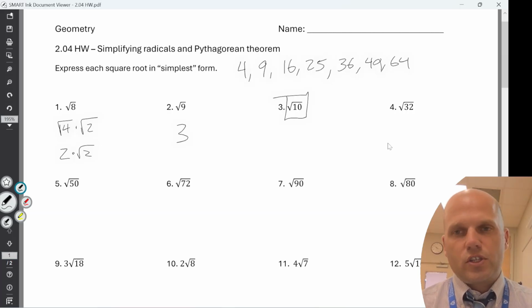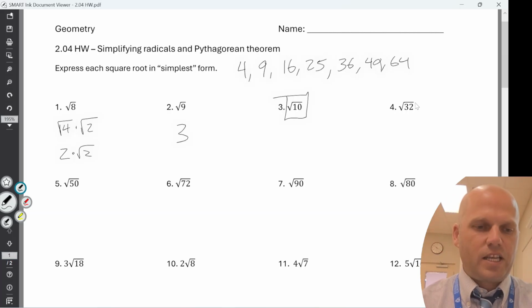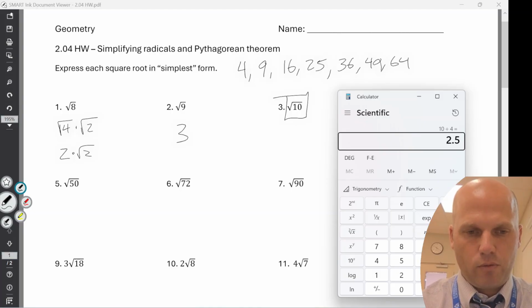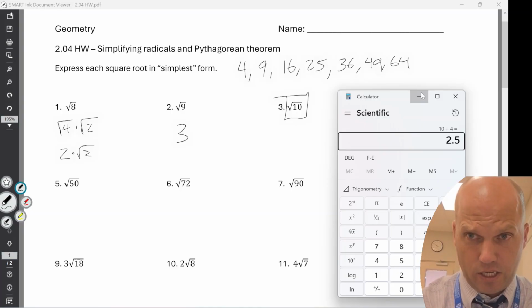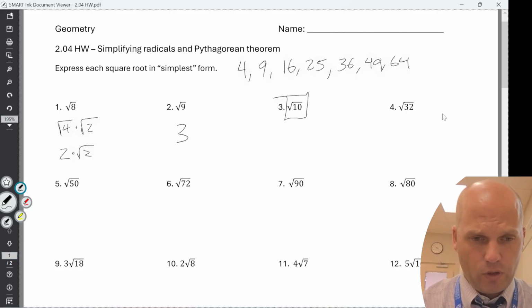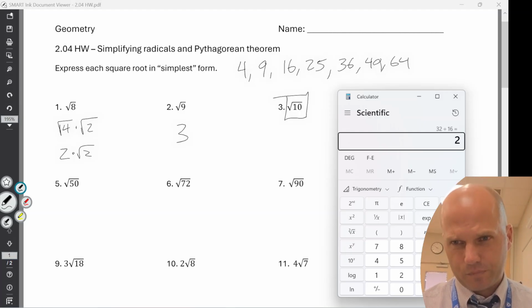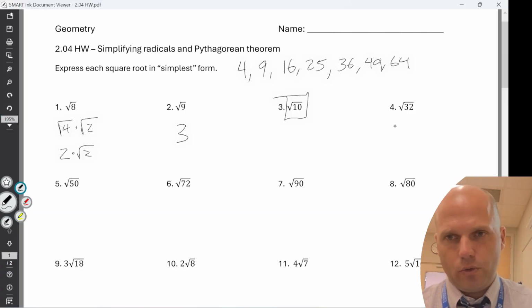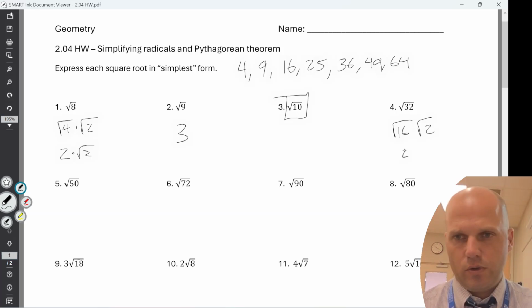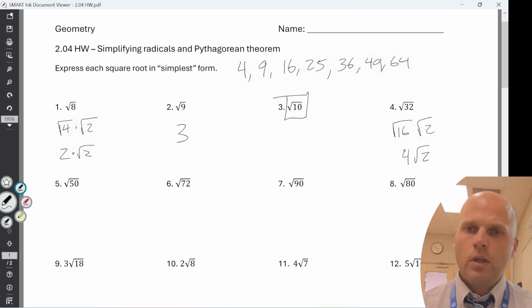Now, the square root of 32 is one that a lot of students mess up on because they think it's square root 4 times square root 8. And I say you're correct. However, there's a bigger number that goes into 32. That's a perfect square, and that's 16. 16 times 2 is 32. Root 16 times root 2 is root 32. 4 root 2 is the simplified root 32.